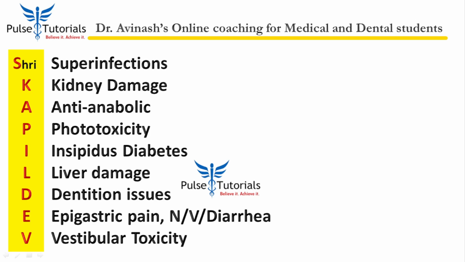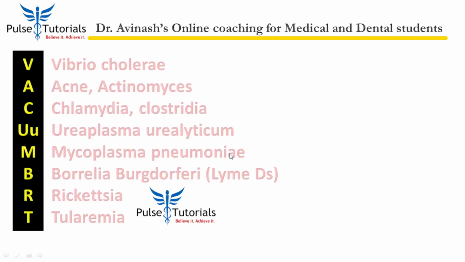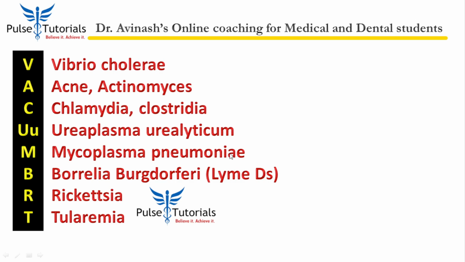Simple enough? Cool. Let's move on to the uses then. Vacuum bedroom 2. V acts against Vibrio cholerae. A is given for acne and actinomyces. C for chlamydia and clostridia. U for Ureaplasma urealyticum. M for Mycoplasma pneumoniae. B for Lyme's disease, Borrelia burgdorferi. R for rickettsia, and T for tularemia.